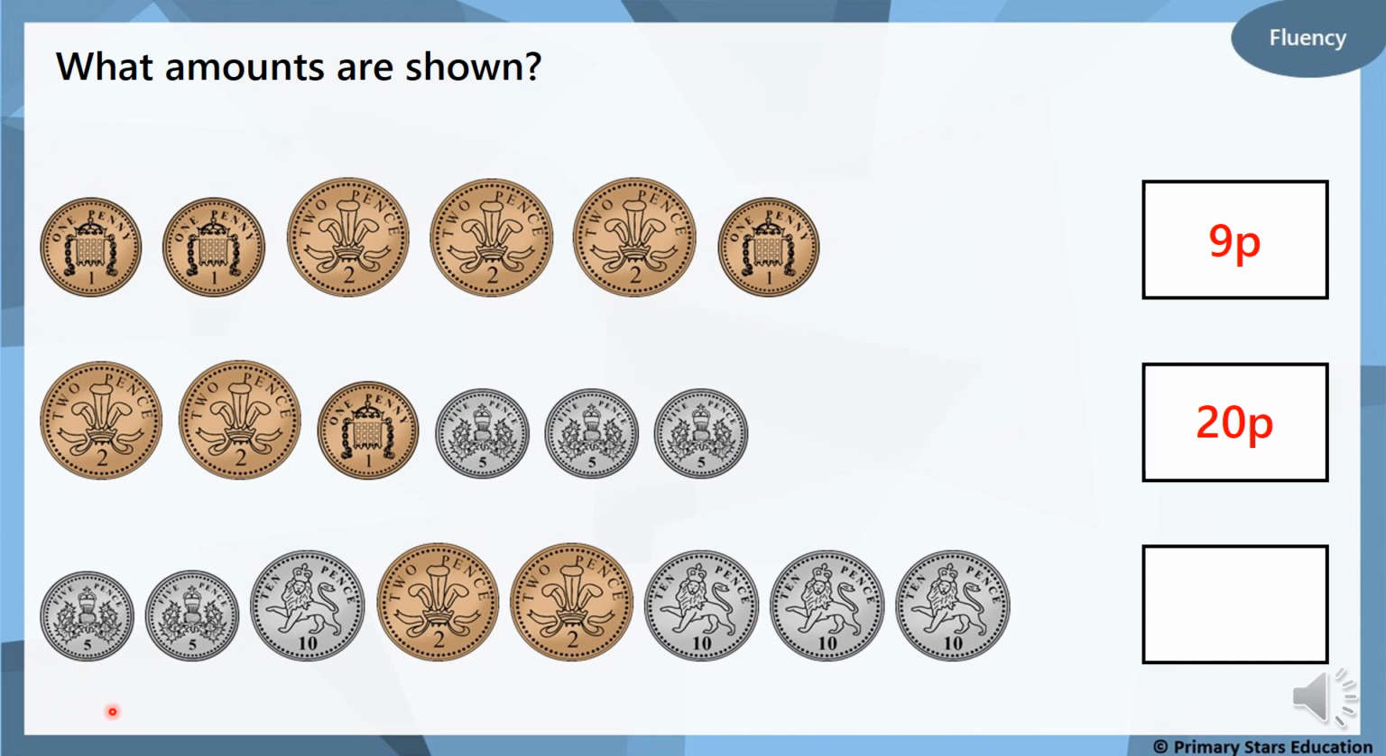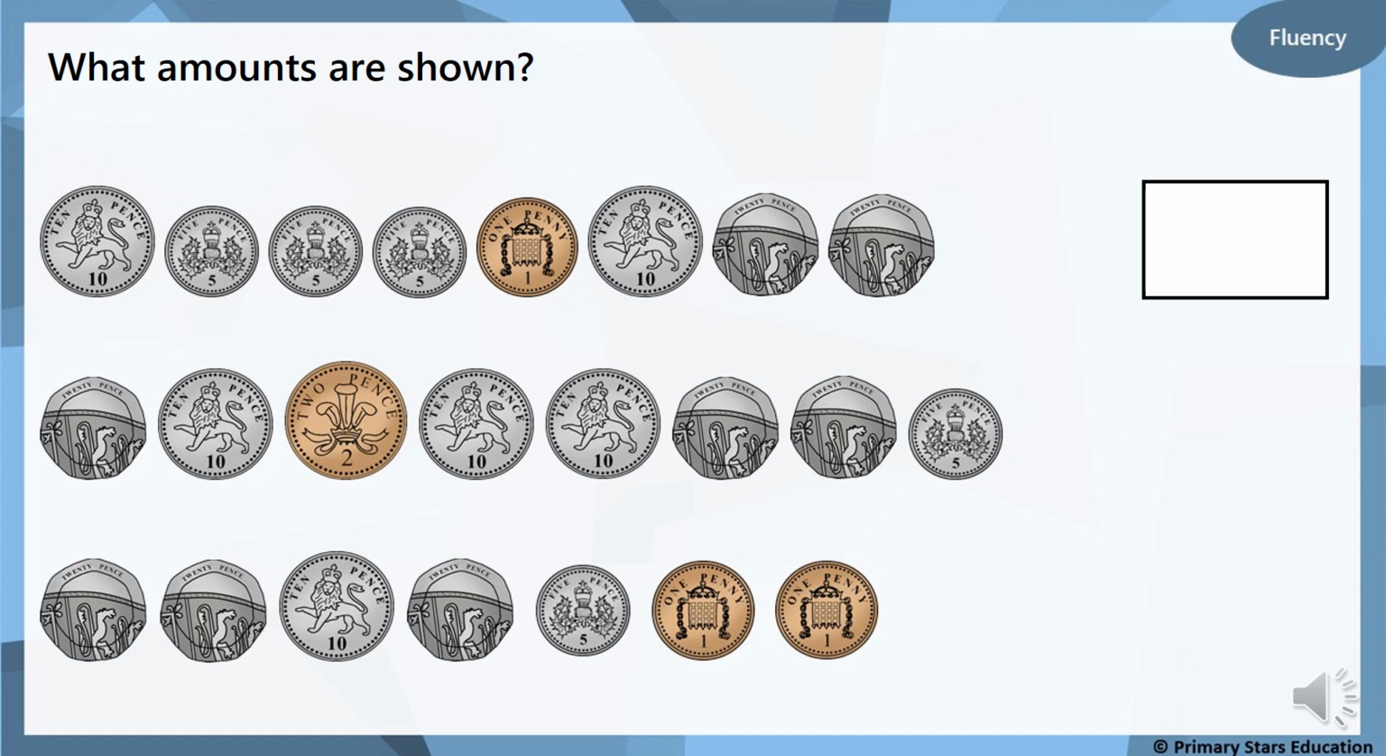And at the bottom row, we're starting with our 5p's down here. So we've got 5, 10, 20, 22, 24, 34, 44, 54. You've got 54p showing there. Remember to use what you know about your numbers to help you count to make it a bit quicker for you.